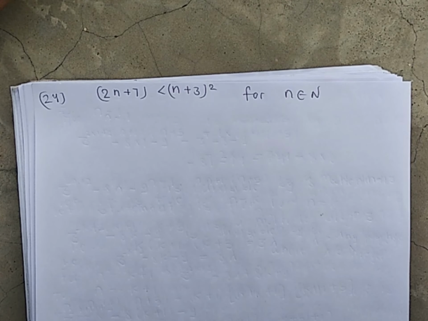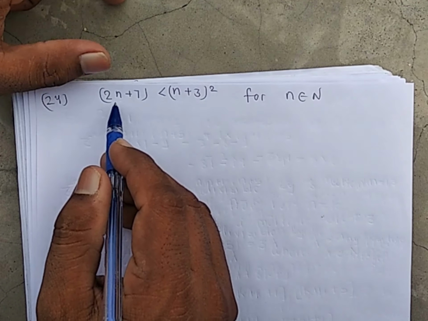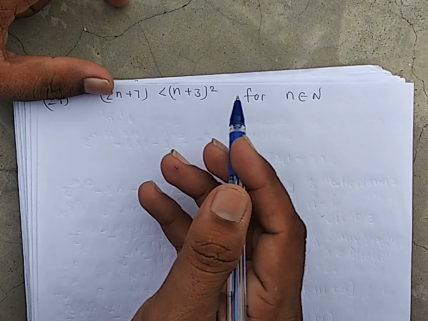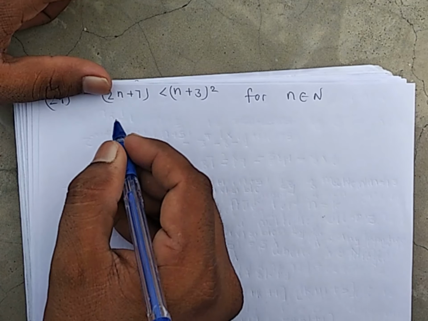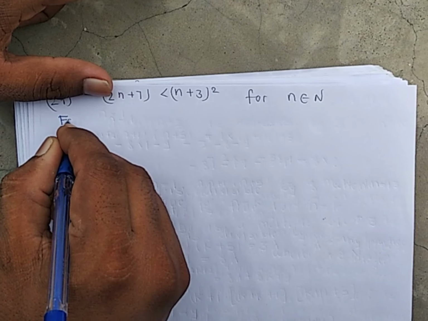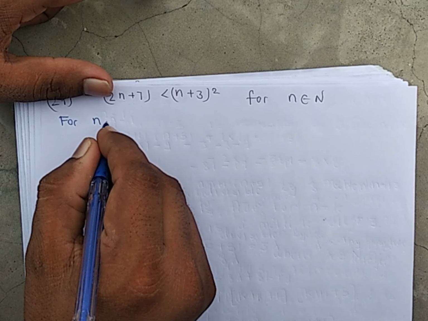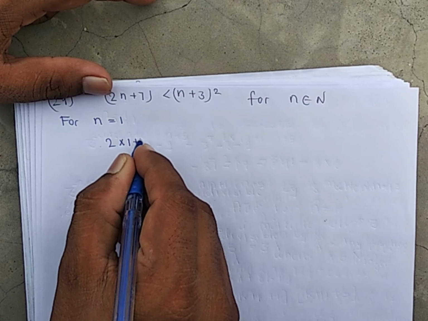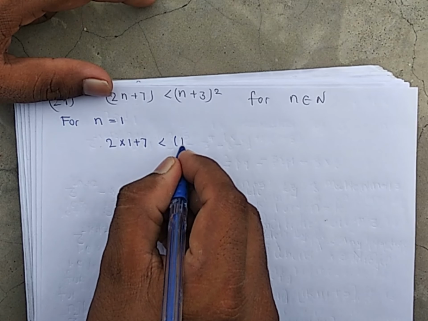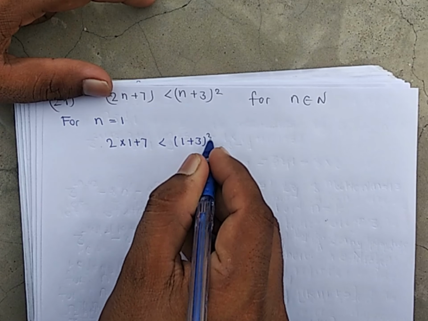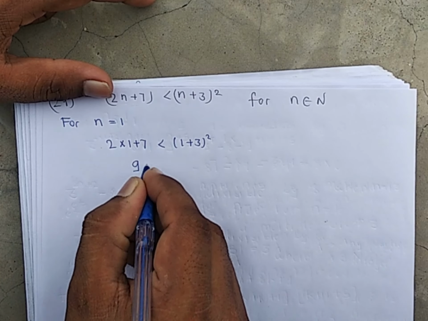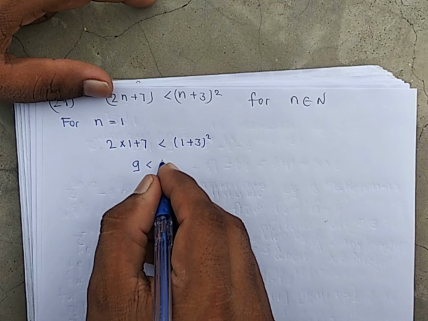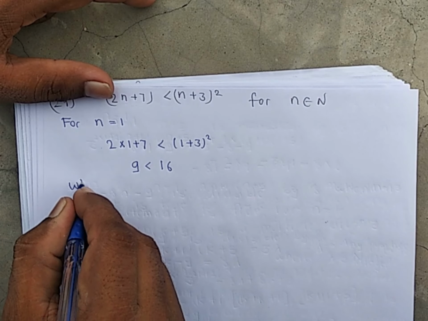It is question number 24. We have to prove this statement is true for all values of n. Then for n equal 1, we have 2 into 1 plus 7 is less than 1 plus 3 to the power 2. Then 9 is less than 16, which is true.